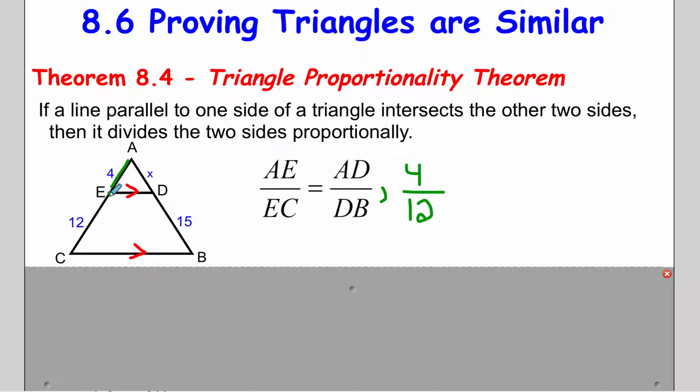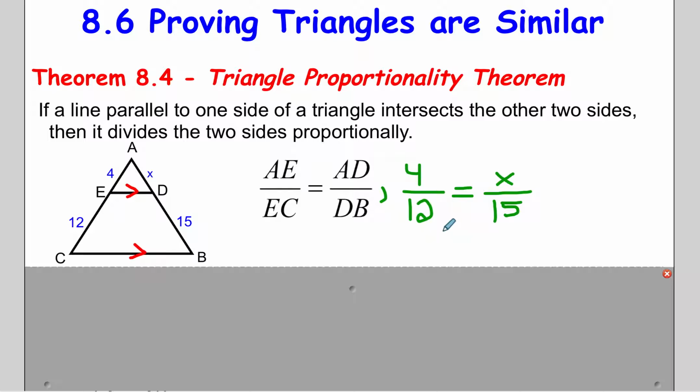EC, this distance from this intersection to there, is 12. So we can plug in 12 for that. That is going to equal AD, which is x, we don't know that, over 15, which is DB. And then, of course, you can see that we can cross multiply and solve.